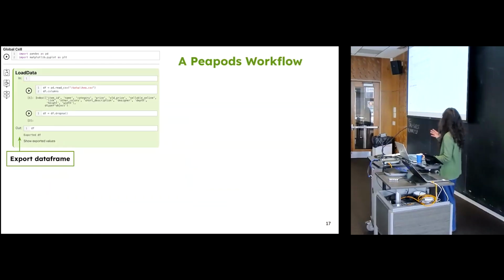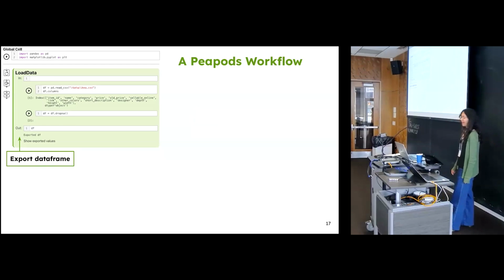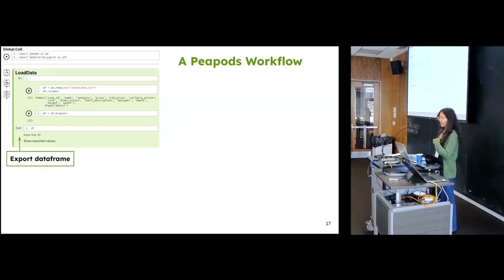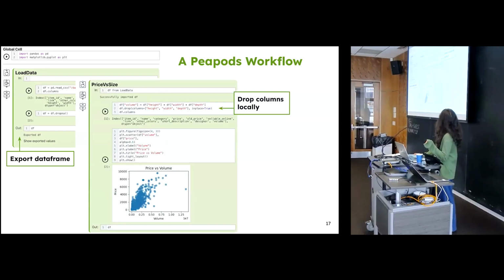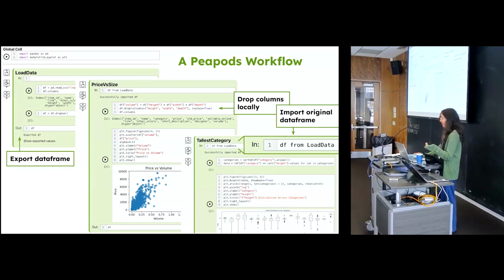Okay, so going back to the previous example that we saw in Jupyter, this is how it would work in Peapods. So first, in our first pod, we load in our data and export this data frame. Then in our next pod, we do the same analysis as before, and we drop those columns, but because Peapods have isolated heaps, this only takes effect locally. And so in our next pod, we can import our original data frame from our first pod, and it's unaffected. So we avoid this previous error.